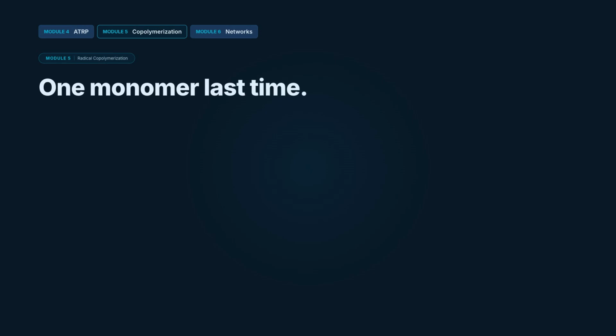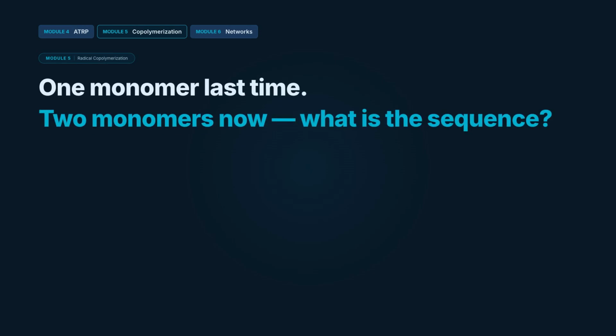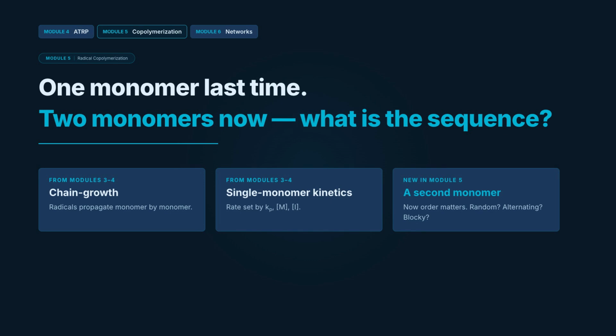Modules 3 and 4 each used a single monomer. Now we add a second. A new question follows. Once two monomers are mixed, what is the sequence of units in the chain? Random, alternating, or blocky? The answer comes from one pair of numbers, called the reactivity ratios.